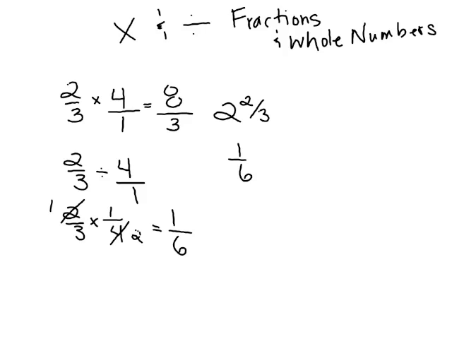How about 1/6 times 3? What's the first step? Turn the 3 into a fraction. And then simplify the 3 and 6. I want to simplify right here. So 3 goes into itself once, and 3 goes into 6 twice, and then multiply across: 1/2.